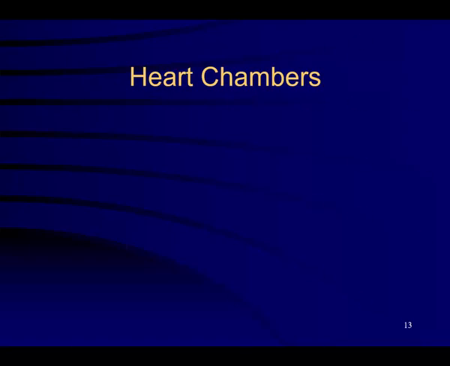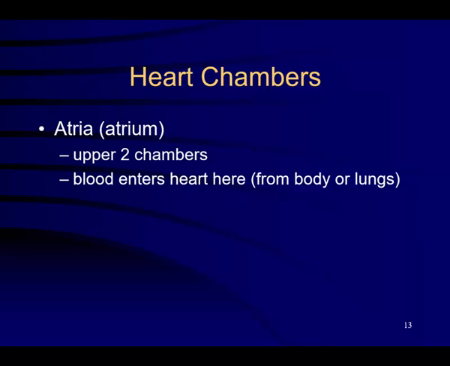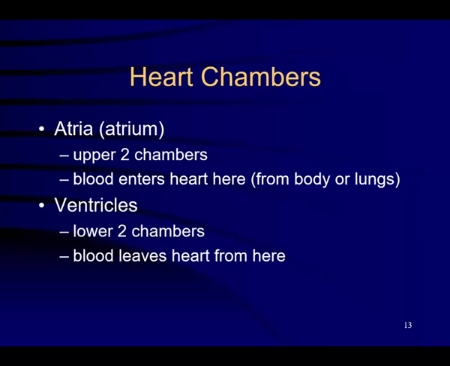The heart has 4 chambers. The top 2 are called the atria and the bottom 2 are called the ventricles. The blood enters the heart in the atria. Think about an atrium of a building as the entryway, and blood leaves the heart via the ventricles.